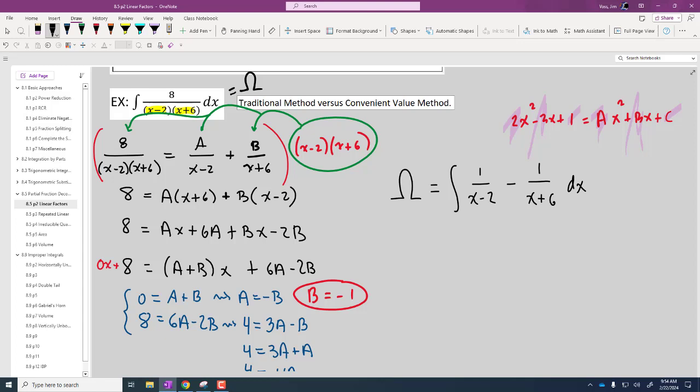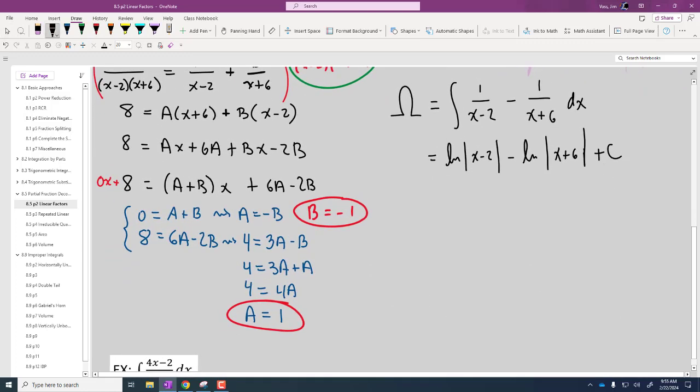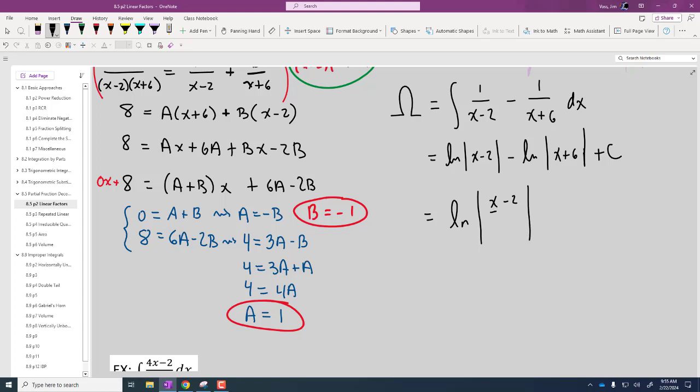And we have a pair of logs, right? Each of those is a log expression. This will be natural log absolute value of x minus 2, minus natural log absolute value of x plus 6, plus c. And those two logs can be combined into a single log. We know log properties. By division, exactly. We will divide them. So here, that would be our simplified answer.